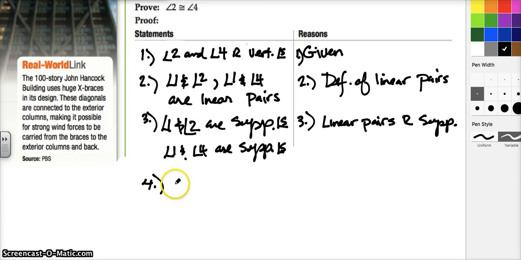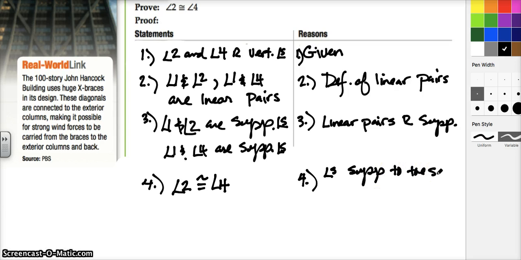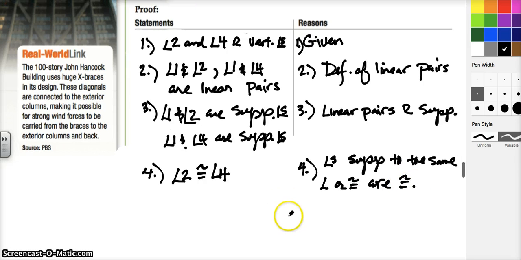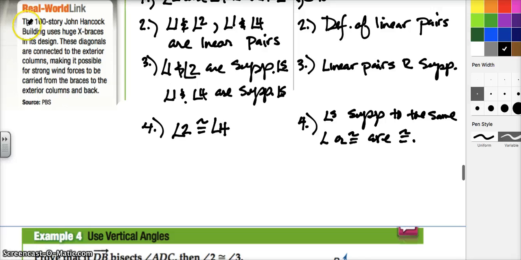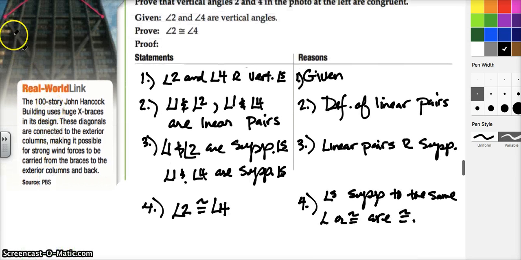So I can say that angle 2 is congruent to angle 4. And that was by that theorem we just talked about, which is angles supplementary to the same angle or congruent angles are congruent. And there ends our proof. Let's go ahead and take up the rest of this lesson in another video. All right, I'll see you in a moment.